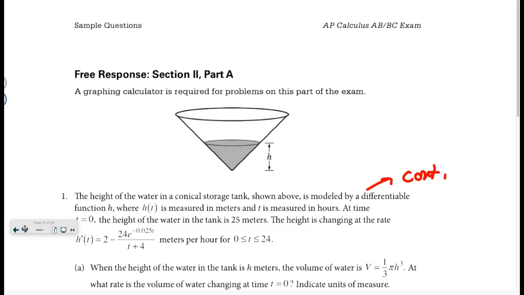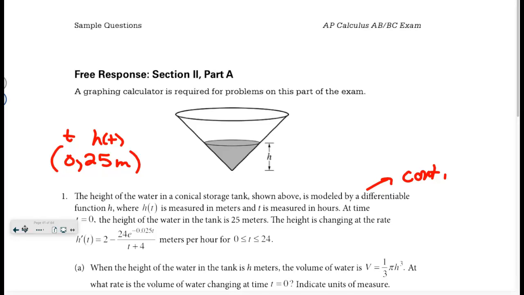It says, at time 0, the height is 25. So I'm going to go T equals 0. The height is 25 meters. So this would be the height at that time. And then they give me this rate again. And it's an ugly rate, but I have my calculator. Okay, so remember, they are giving me H prime, not H. The rate that the height of water is changing.